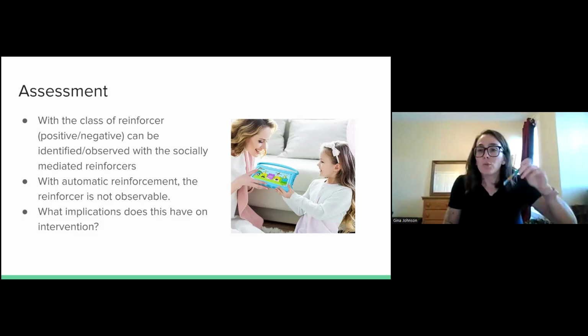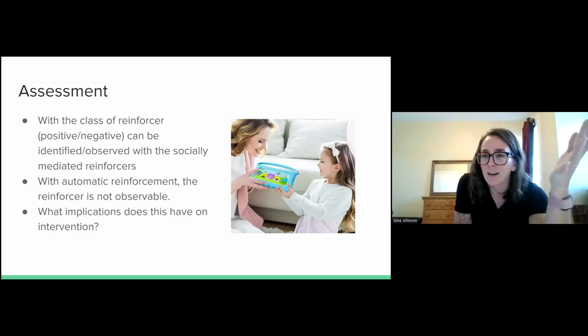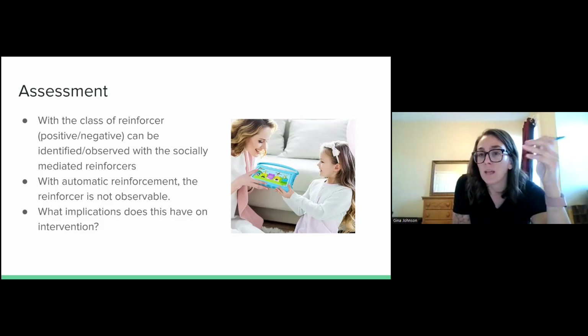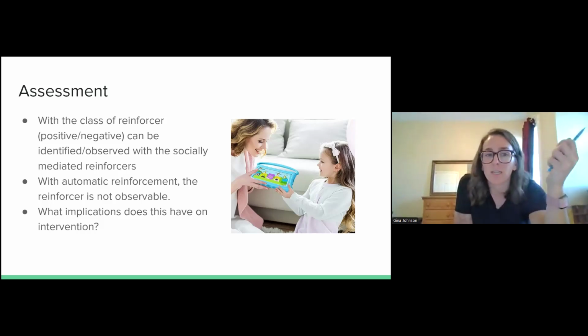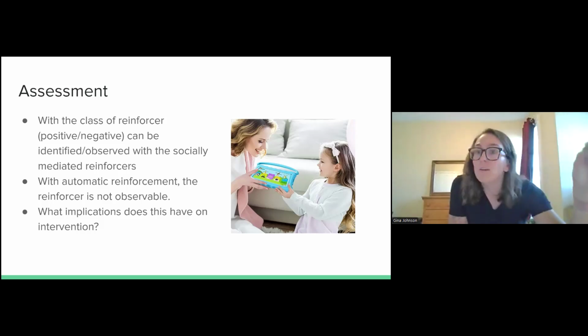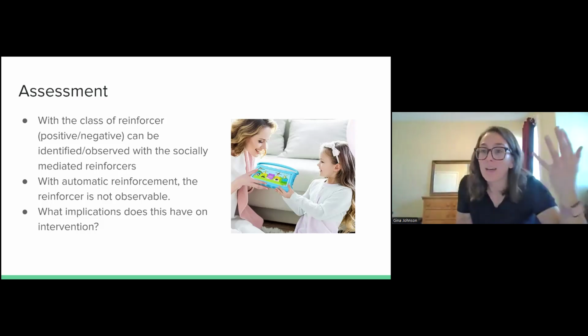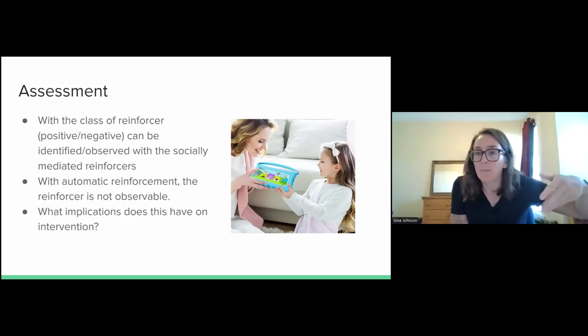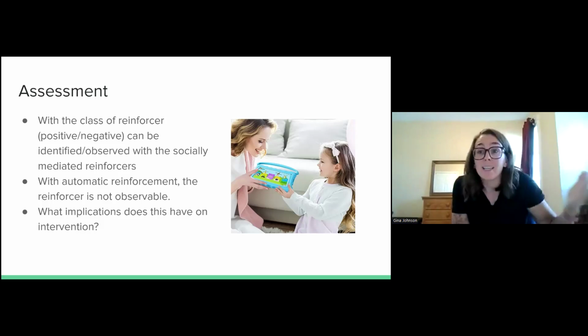With automatic reinforcement, again, it's not as clear. Either it's happening only when they're alone, in which case it's probably a sensory thing. It's not observable; we can't observe what the reinforcer is. Or it's happening across all of these conditions, which maybe you've already thought of. Rob brought this up when we talked about it: it could be that there are other reinforcers at play of the other functions, right? So it's just less clear.